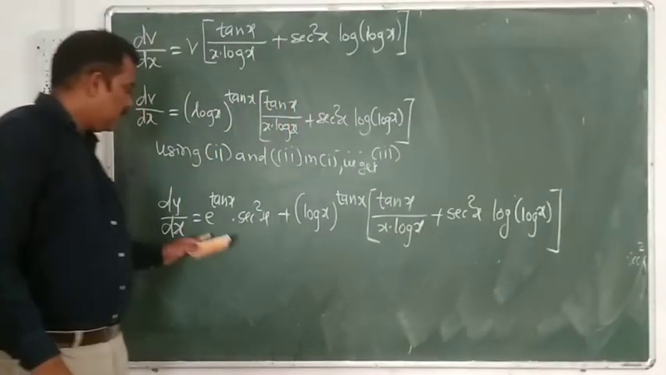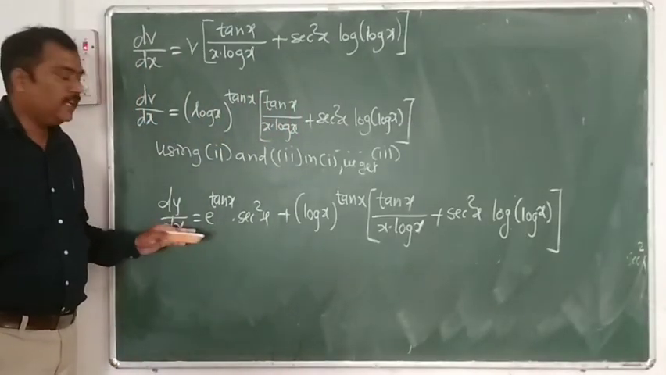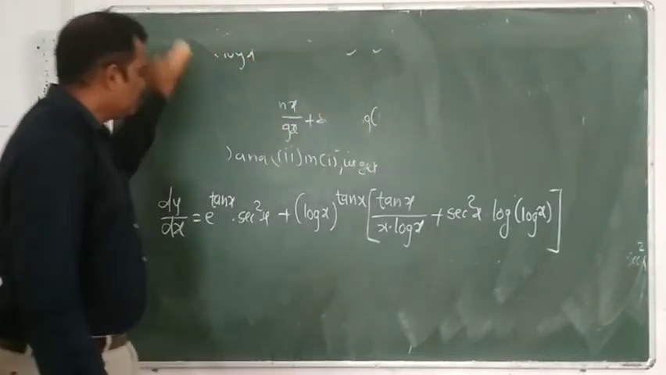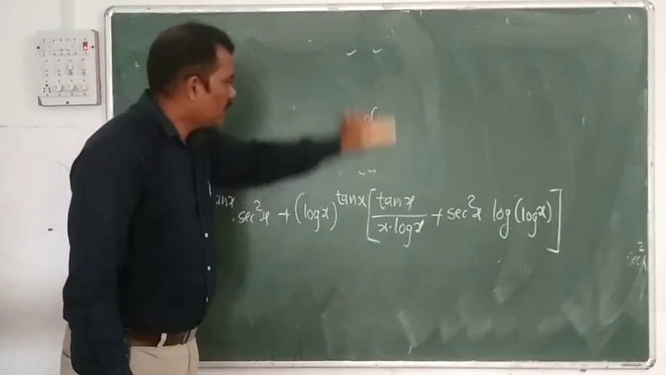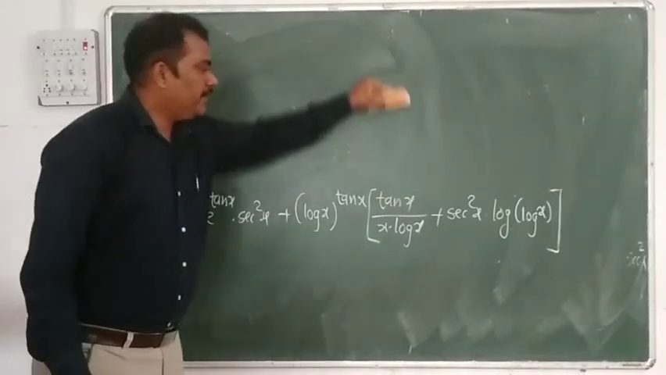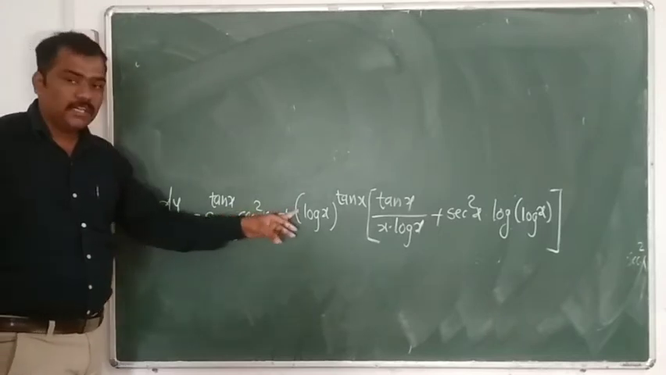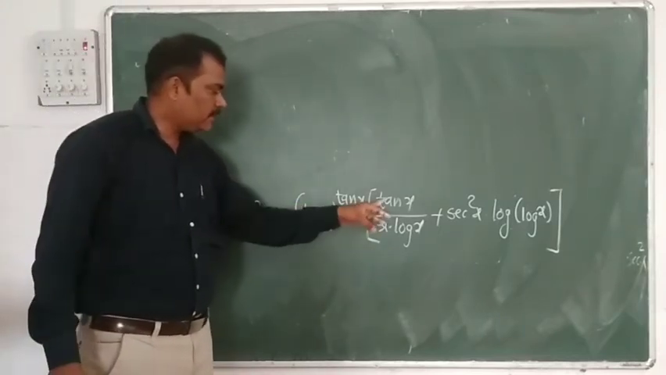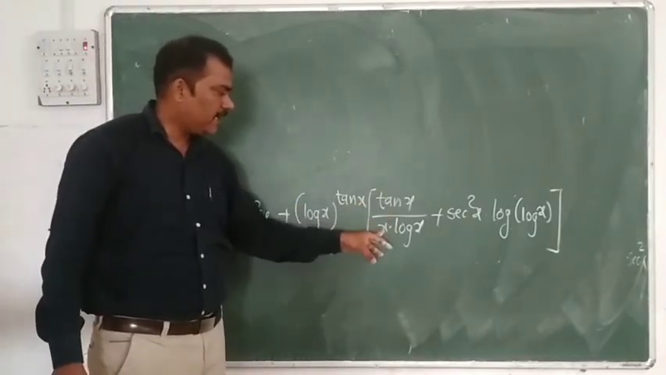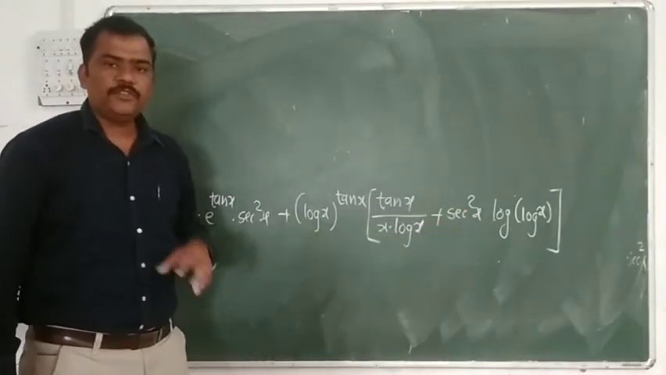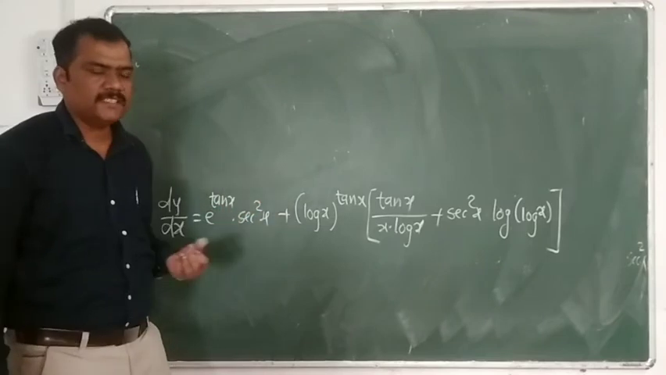That is the required answer. That is the value of dy by dx. What is the value of dy by dx? dy by dx is nothing but e raised to tan x into sec square x plus log x raised to tan x into this bracket, tan x divided by x into log x plus sec square x into log x. You solve this example and check that answer.